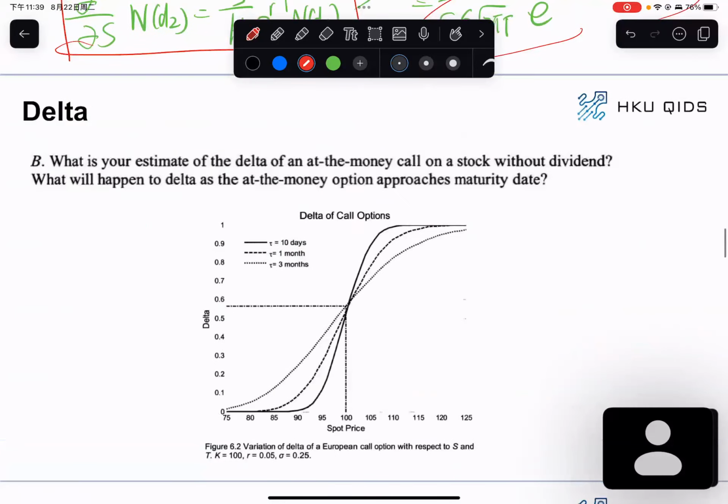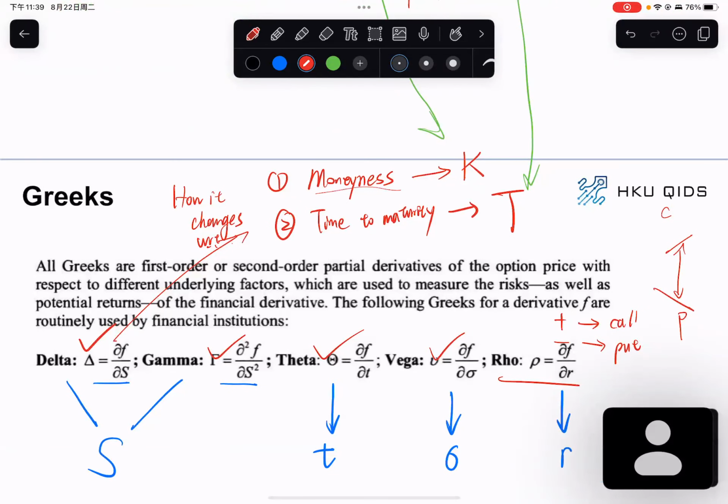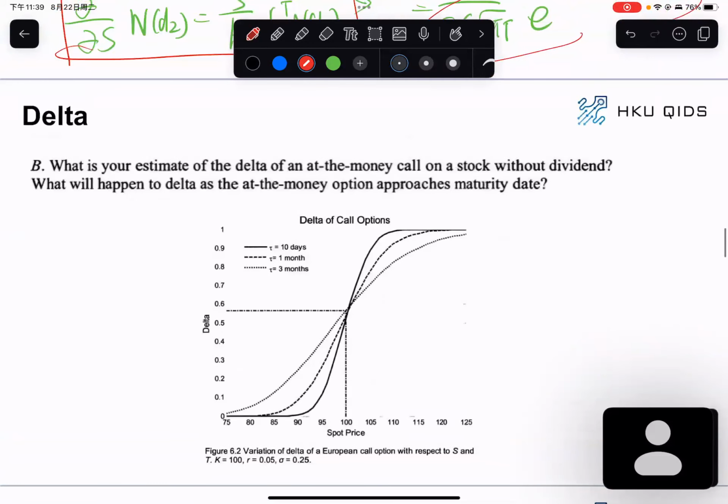And now let's go to the next question, which is about the interaction with moneyness and time to maturity. The question asks, what is your estimate of the delta of an at-the-money call on a stock without dividend? And what will happen to delta as the at-the-money option approaches the maturity date? So for the first part, the answer is actually quite easy. It should be 0.5. Why?